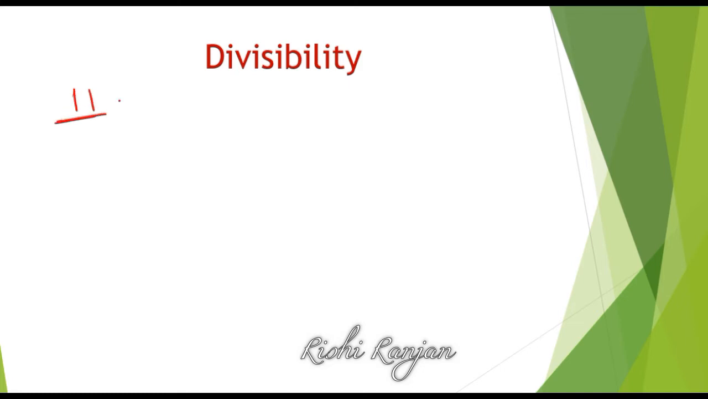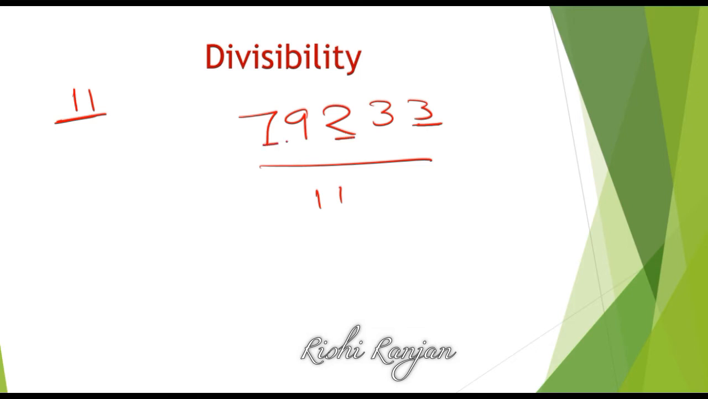For 11, let's say the number is this one. I have to check whether this is divisible by 11 or not. First I'll tell you this. If I check from the right side, this is the first place, third place and fifth place, and this is the second place and fourth place. The odd places are first, third, fifth, and the even places are second and fourth.